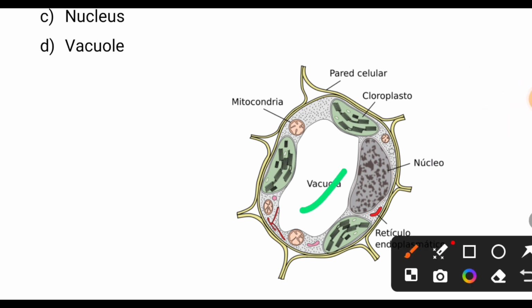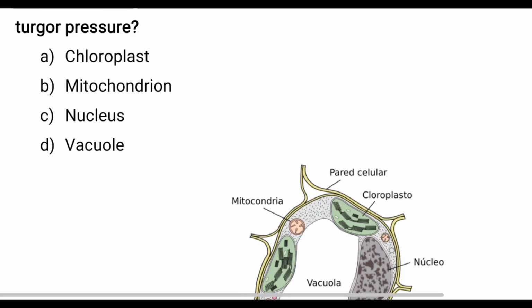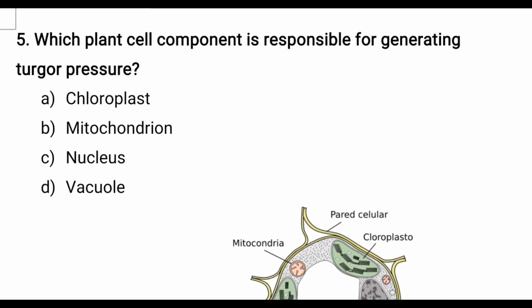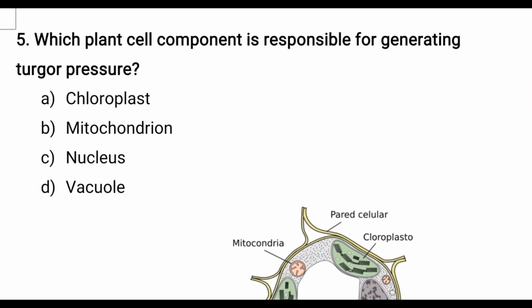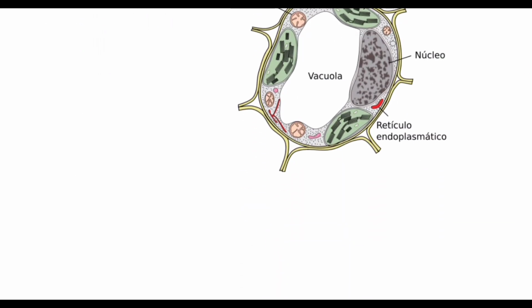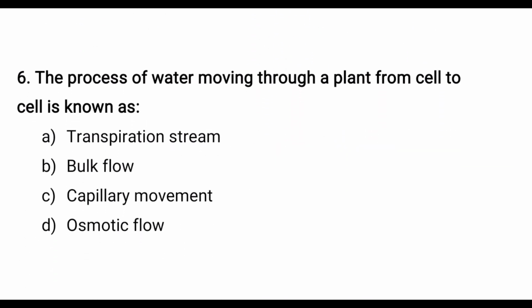So this is the vacuole. It contains water and inorganic molecules. It maintains turgor pressure by regulating the osmotic flow of the water. So the plant cell component which is responsible for creating turgor pressure is nothing but the vacuole. In plant cells, bigger vacuoles are present. Okay, so let's see the next question.